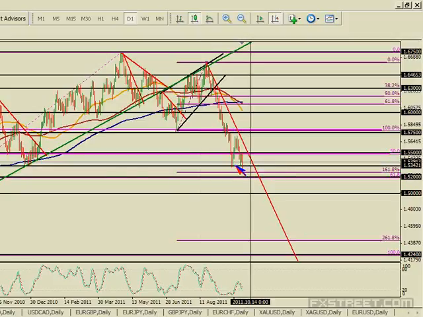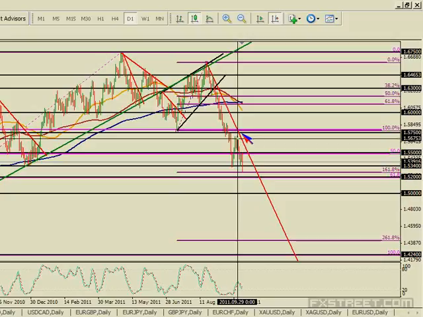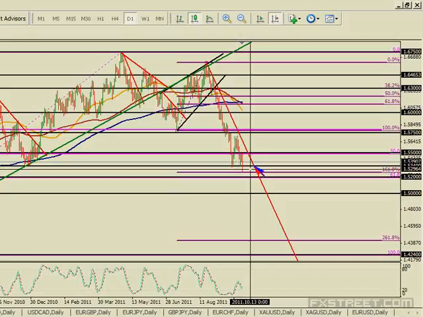153.40 level was my target. Hit the target, double tested, pulled back. On the pullback, 157.50, support becomes resistance. That was my resistance to the upside. And then it moved back down, rebroke below 155.